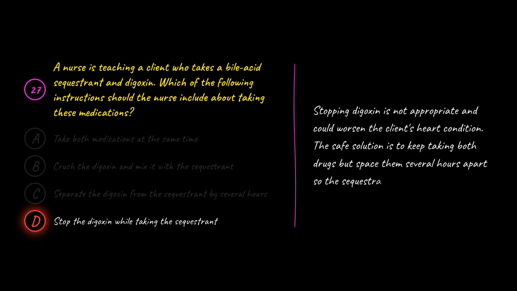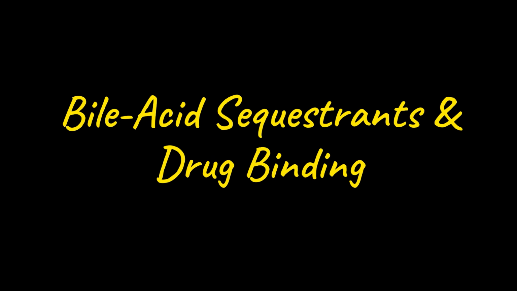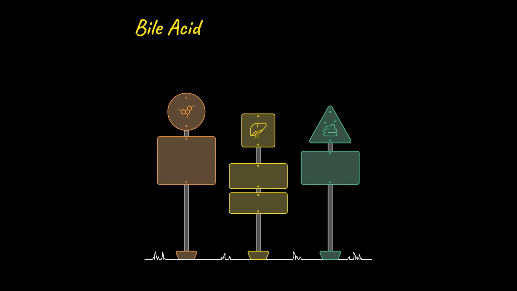block digoxin absorption. Bile acid sequestrants lower cholesterol by trapping bile acids in the gut, forcing the liver to pull cholesterol from the blood to make more. But the mechanism that makes them useful also creates a physical drug interaction worth understanding.